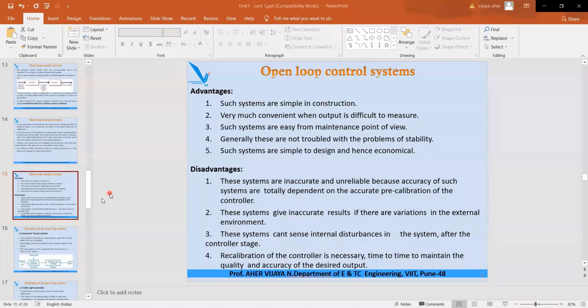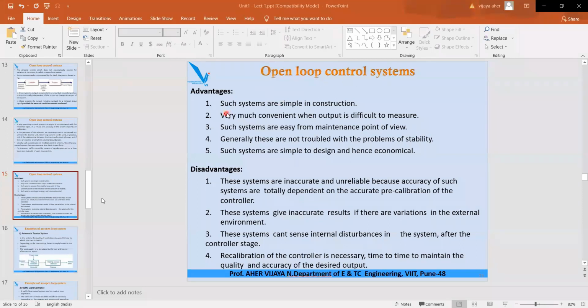Some of the advantages and disadvantages of open loop control system. Moving fast because this is the theoretical part, you should know it because a question may be asked based on the advantages and disadvantages of open loop control system. So, advantages of open loop control system.